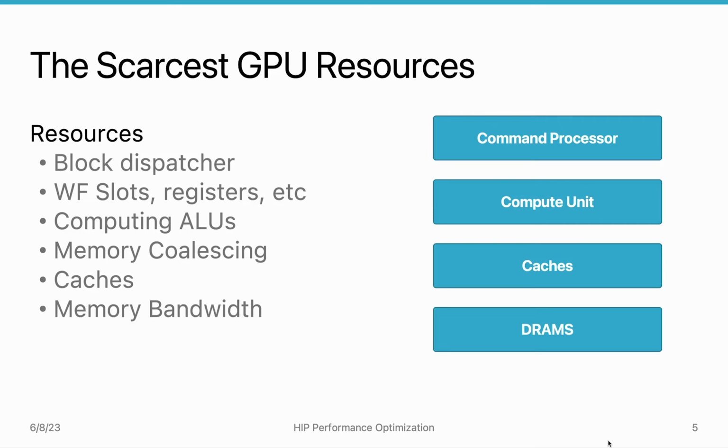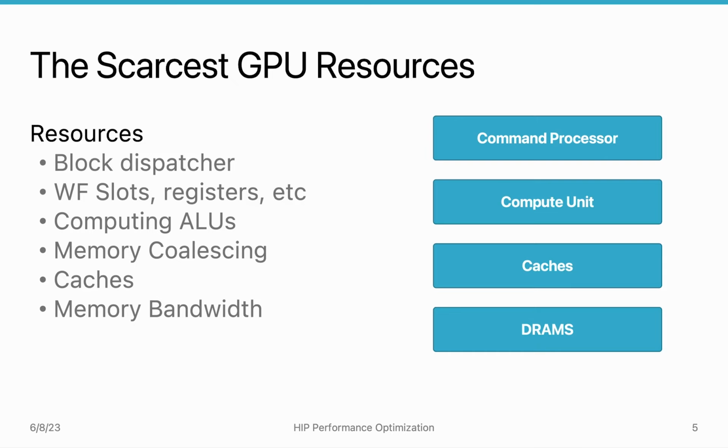The DRAM has a limited amount of bandwidth, so if we want to load a lot of data, the memory bandwidth is a limiting factor. So in the rest of the video, we're going to focus on every component and consider in what case this component can be a performance bottleneck and how we can mitigate the performance bottleneck.